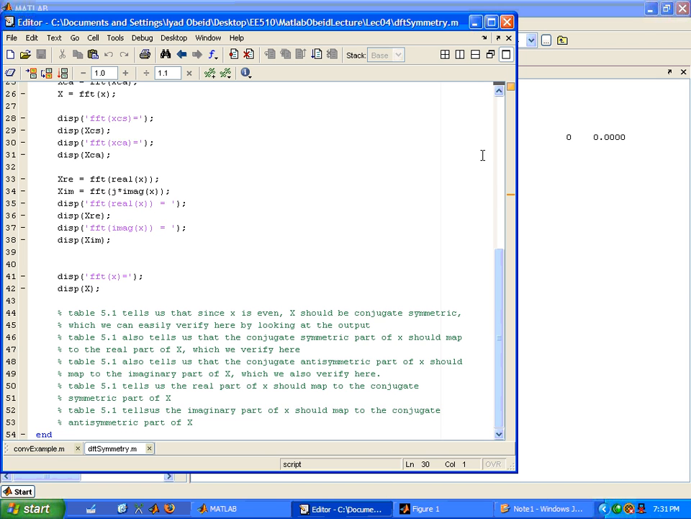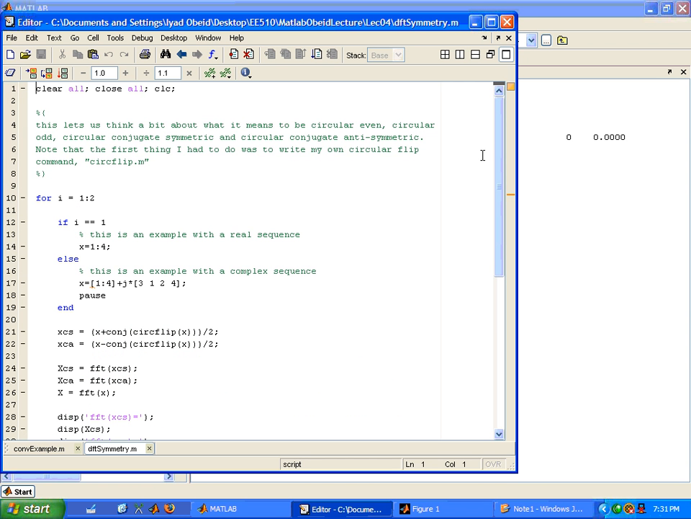258. So I'm looking at 258. One of the things that the book tells us is that any signal can be broken up into even or odd. Or if it's complex, you can break it into a conjugate symmetric and a conjugate anti-symmetric. All right. So in this MATLAB file, I've written some code to do that computation for you.